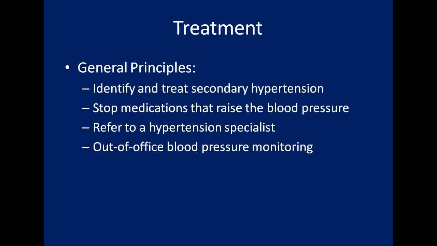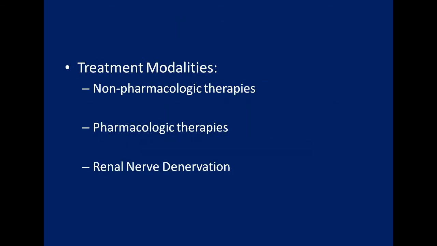For the treatment, we have to understand the general principles, which is that we need to first identify and treat secondary hypertension, and we should stop the medications that raise the blood pressure, and if necessary we should refer the patient to a hypertension specialist in a timely manner, and we should monitor the blood pressure regularly. The major treatment modalities include non-pharmacologic therapies, pharmacologic therapies, and renal nerve denervation.